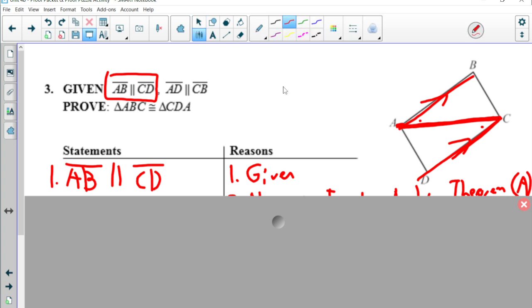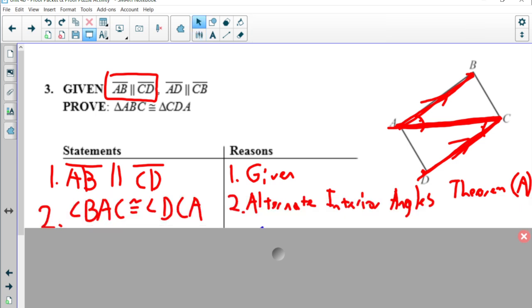Let me trace those out again to show how we write out the statement. We start at B. We go into A, come out through C. That is the first angle. And then the other angle starts at D, goes into C, and comes out through A. B, A, C, D, C, A. And how do we know those are congruent? Because they're alternate interior angles, and alternate interior angles have to be congruent.